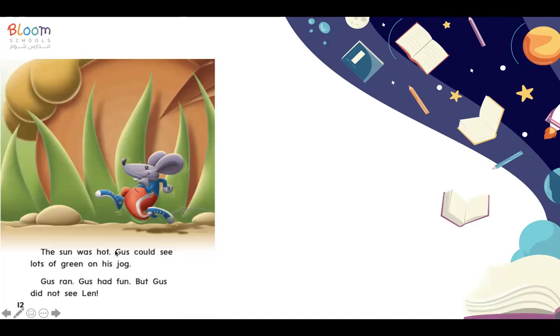The sun was hot. Gus could see lots of green on his jog. Gus ran. Gus had fun. But Gus did not see Len. Make sure they say Len, not Lin. Len, because there's an E in the middle. This is vowel E. If it was Lin, there will be an I in the middle, I. But this is Len with an E in the middle.